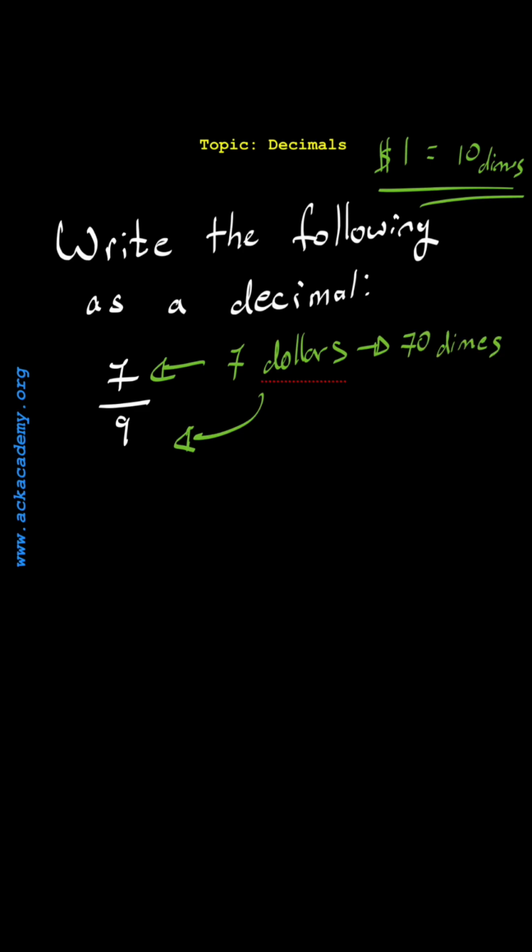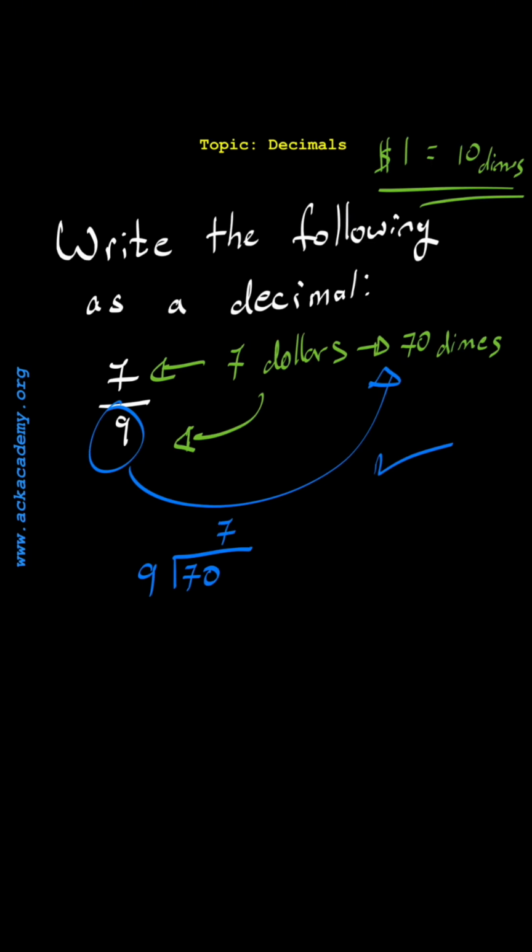And now you can ask yourself, can 9 go into 70 dimes? And the answer is yes, it can. So let's do that division. So 70 divided by 9. How many times does 9 go into 70? 7 times. 7 times 9 is 63. And then when you do the subtraction, you get 7. And then you have a decimal going down. And you are still left with 7. So it's just 7, 7 repeating. Okay?